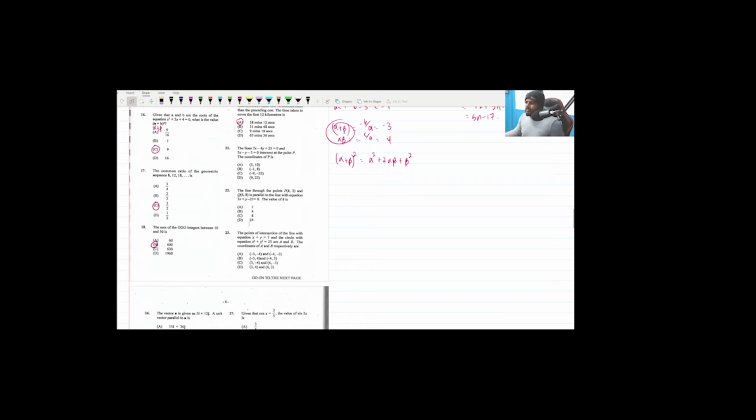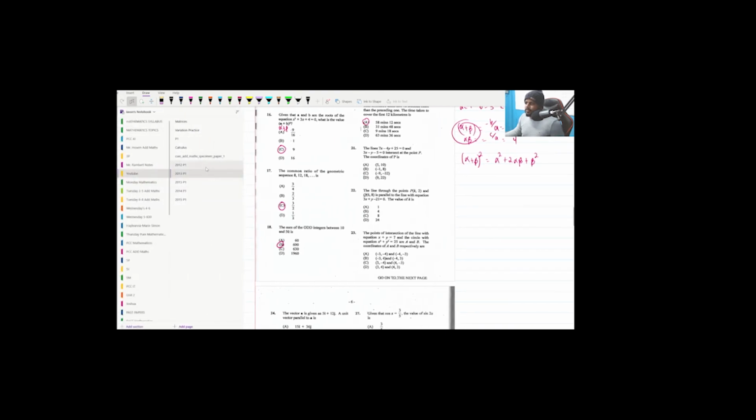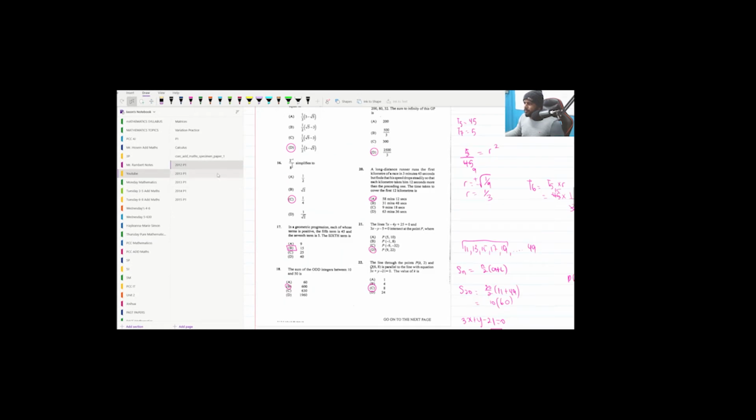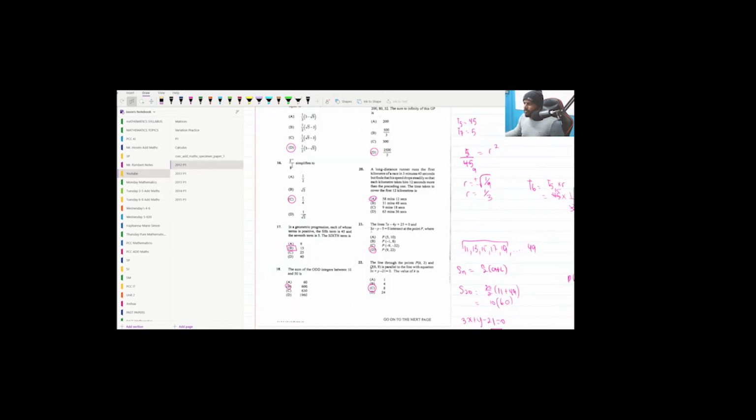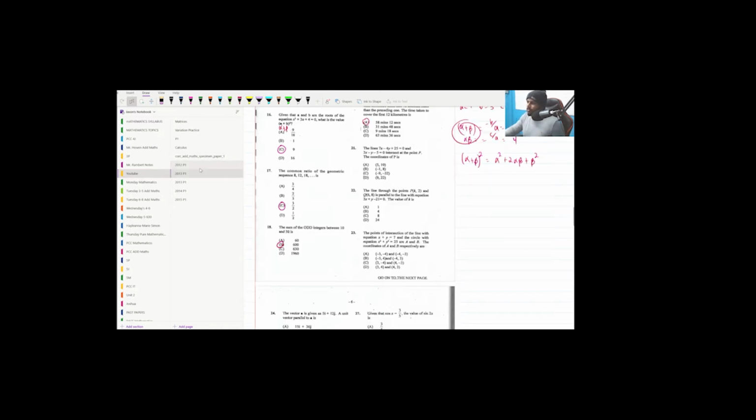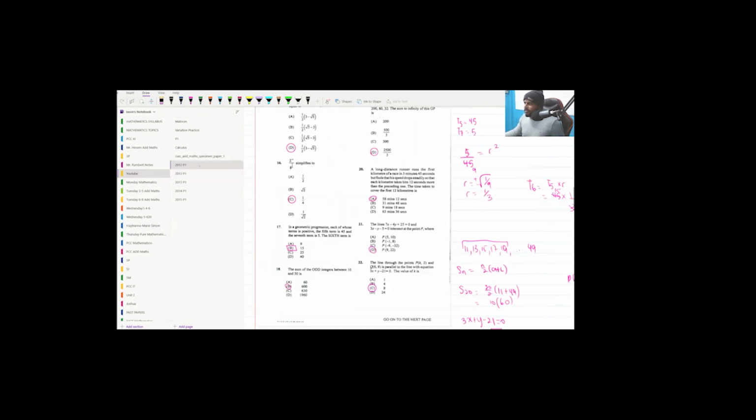The lines 7x minus 4y plus 25 and 3x minus y minus 5 intersect at the point. I think this is another repeat. So go back in the working and you'll see 9, 22 is your solution. This was a repeat again.